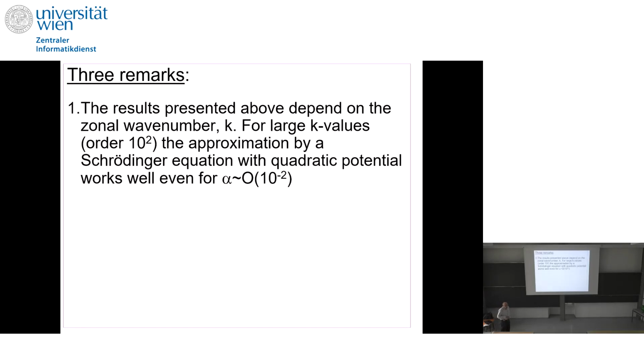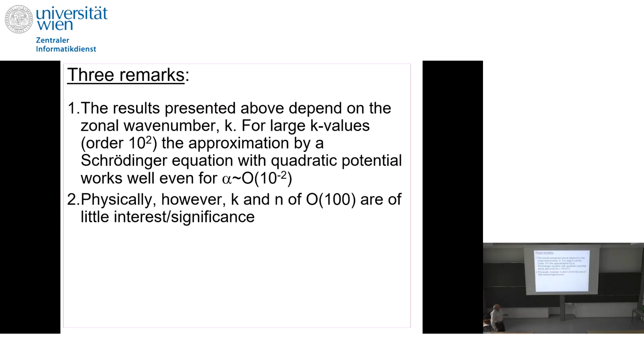The results I show you depend on, of course, both K and alpha. They're just examples of what I showed you. But for very large values of K, they work well even when alpha is 10 to the minus 2. But K of 100 is a bit unphysical for the world.